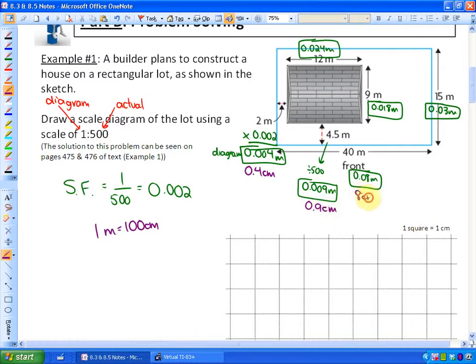This would be 8 centimeters. This would be 1.8 centimeters. This would be 3 centimeters. This would be 2.4 centimeters. So I've converted them all.